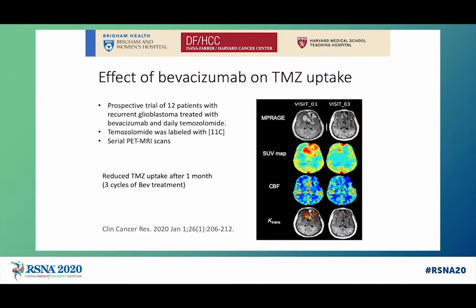One recent prospective study using radiolabeled temozolomide in patients treated with bevacizumab showed a reduction in chemotherapy uptake compared to baseline scan. This goes along with the finding that there is also decreased cerebral blood volume and decreased K-trans following therapy. And this may explain why bevacizumab-treated patients don't have improved survival when added to chemotherapy, and raises the possibility that low-dose bevacizumab may result in better outcome. This remains to be tested.